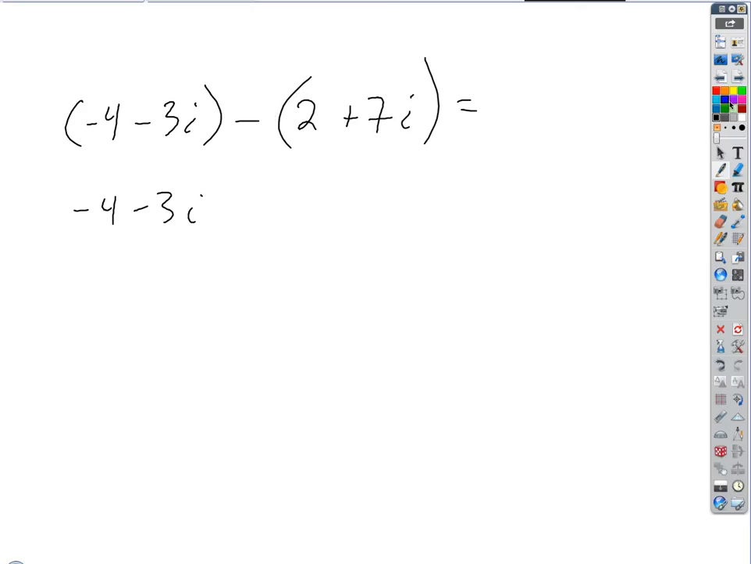So what am I going to get over here then? Minus 2. Good, because I'm distributing that to both parts. Minus 7i. And that gives me what when I combine like terms? What's the real part of my answer going to be? Negative 4 minus 2 is going to give me negative 6. And the imaginary part? Yeah, negative 3i minus 7 more i is minus 10i. Okay, make sense? No big deal.